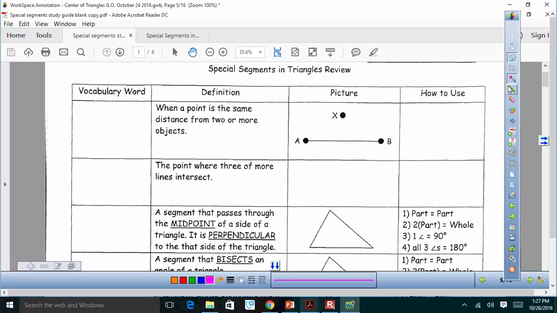So, does anybody remember what it's called, or the word that means when a point is the same distance from two or more objects? What do you think, Haley? Okay, it is equidistant.